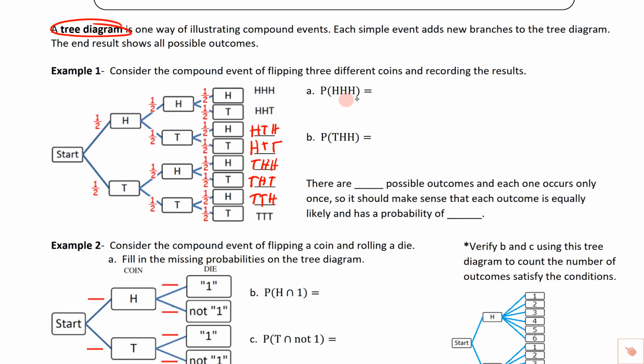So if we were going to find the probability that we get a head and a head and a head, it's going to be the probability of a head, because each one of those is independent, times the probability of a head, times the probability of a head. So 1/2 times 1/2 times 1/2. We're basically just following this branch all the way up. So 1/2 times 1/2 times 1/2 is 1/8.